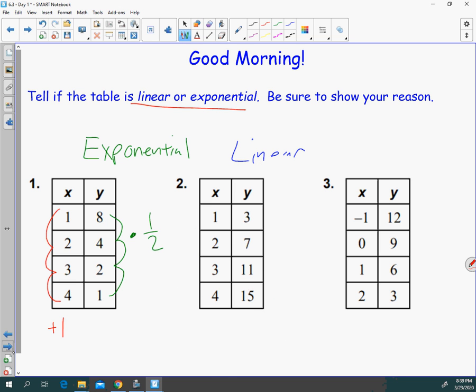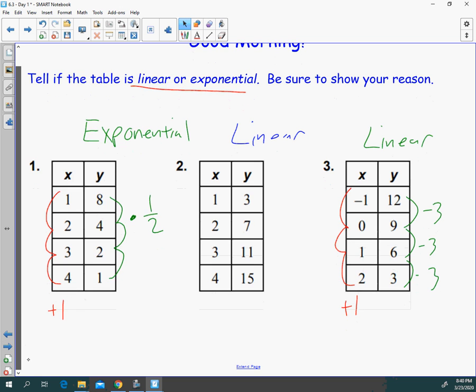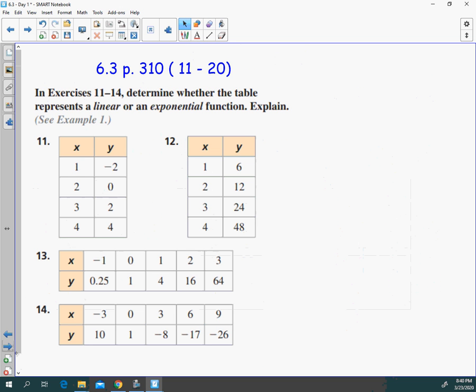All right, and let's quick talk about this one. I see that they're adding 1 each time. And I see that they're minusing 3, minus 3, minus 3. What does that mean? It's a linear equation, a linear function. All right? Do I got any more on this slide? No, I think that's it. All right, how about this one?